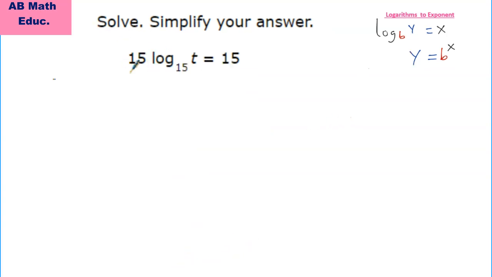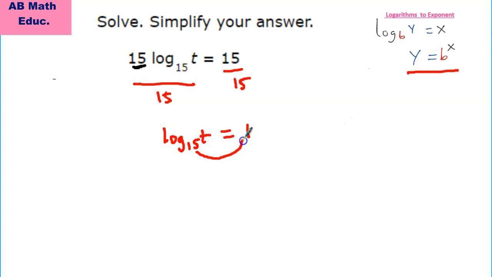If you have a number in front of the log, how are you going to do it? As we said, anytime you're solving a log equation, what has to come into your mind? You're applying the same as we have been doing with the linear. You have to get rid of this, or it's multiplying, so you divide here by 15 and do the same thing here, so that this will turn into 1. So you got log 15 t equals 1, and then you apply this.